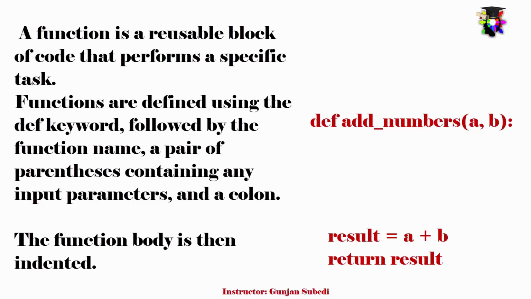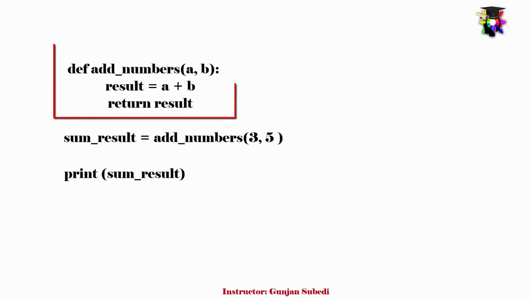The function body is then indented. Here's a simple example of a function that adds two numbers. This code defines a function named addNumbers that takes two parameters a and b. Inside the function, it calculates the sum of a and b and assigns it to a variable named result. Finally, it returns the value of result.